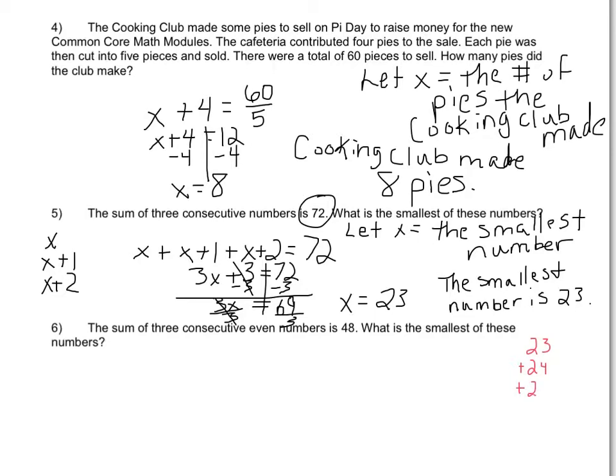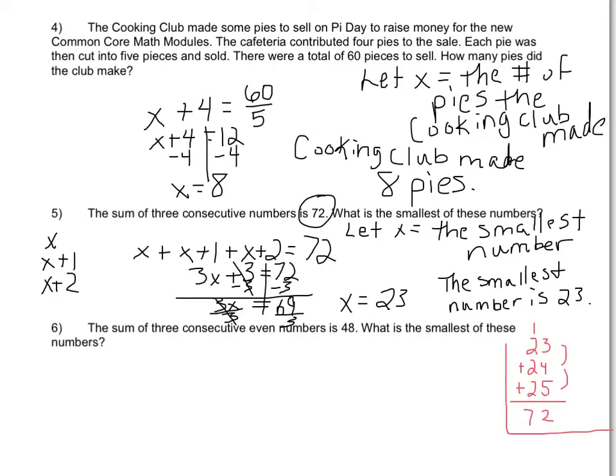Plus 25. So if we add that up, 3 and 4 is 7. 7 plus 5 is 12. Carry the 1, 2, 4, 6 plus 1 is 7. We look back to, yep, it says the sum of 3 consecutive numbers is 72. We figured it out by adding all 3 of those numbers up and got 72. We know we are correct. So this goes with the problem above.